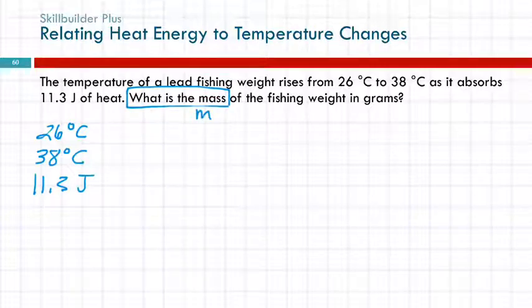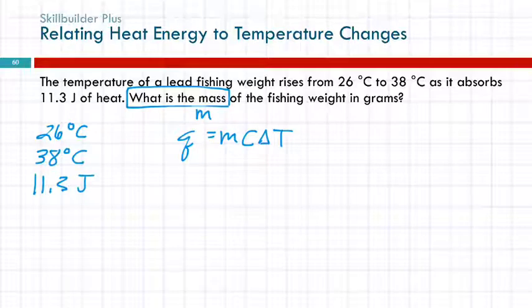So that's the M. We've got heat, we've got temperature changing. We're going to use Q equals M C delta T. But this time we're not solving for Q. We're solving for M. We need to rearrange the equation. So we want to get M by itself. M has a C and a delta T with it. We want those to go away from that side of the equation. If I divide by C, the C's will cancel out. And if I divide by delta T, the delta T's will cancel out.